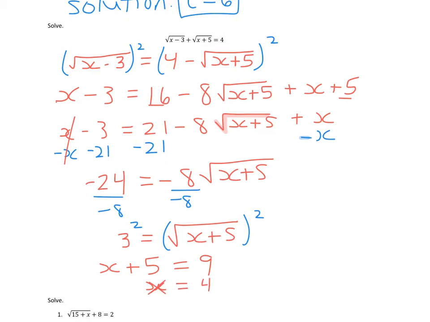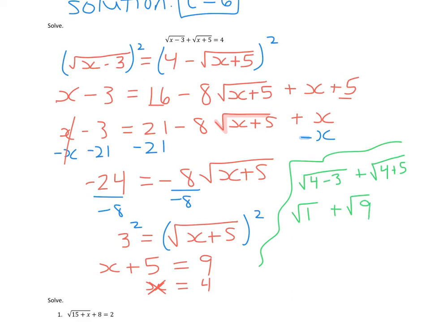Okay. Do we have space to check? Well, it doesn't matter. We have to check. So here's a little space bubble for us. So is the square root of x minus 3 plus the square root of x plus 5 equal to 4? So let's see, this is going to be square root of 1 plus square root of 9. That's 1 plus 3. And indeed, that equals 4. All right, so x equals 4 satisfies our original equation. So that is our solution.